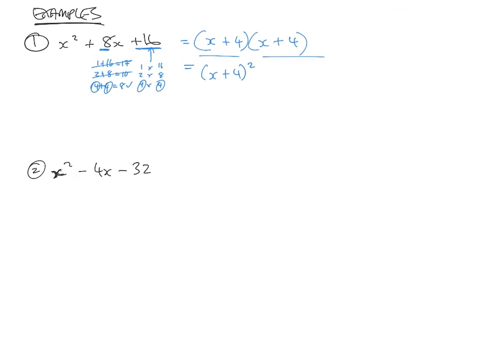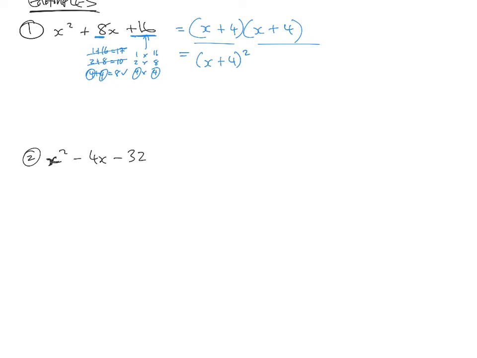Now let's try one with negative numbers, because that's where the confusion can come from. Okay, so we have this situation where it's just x squared with no number in front of it. We've got the constant term here. So let's look at the constant term. What are the numbers that can multiply out? What are the factors of negative 32? Now remember, it is negative, so it could be 1 times 32, and one of those numbers could be negative. It could be 2 times 16.